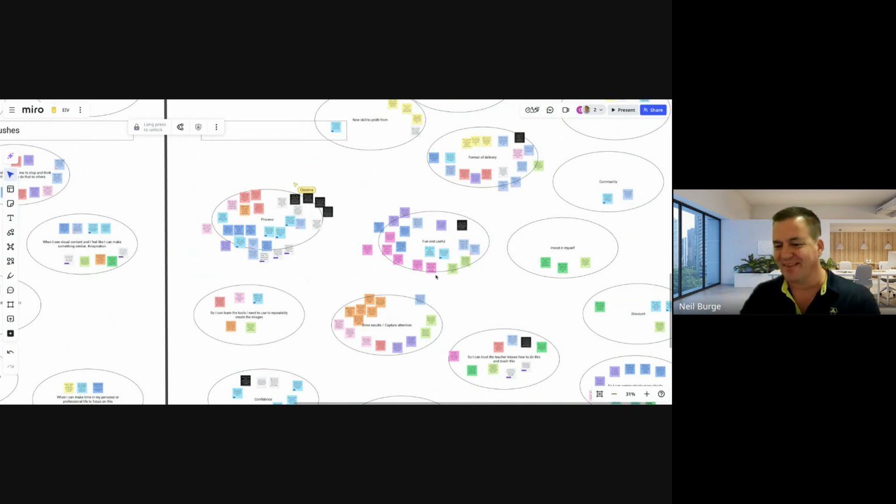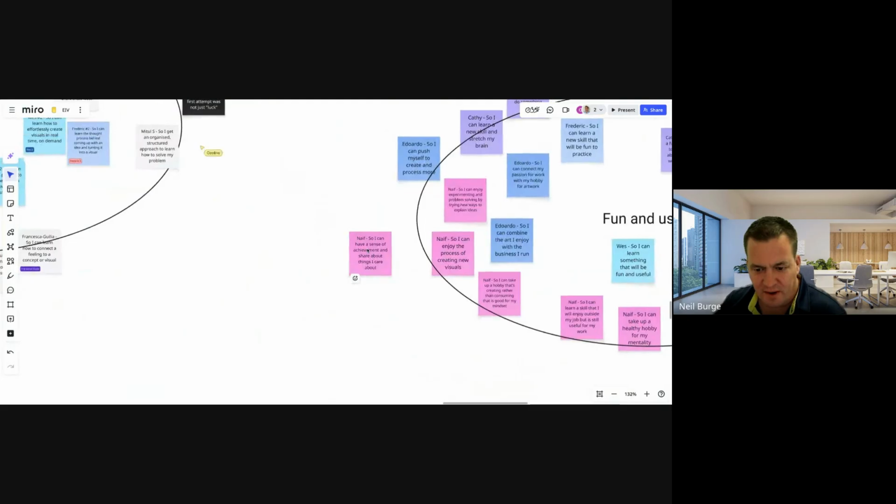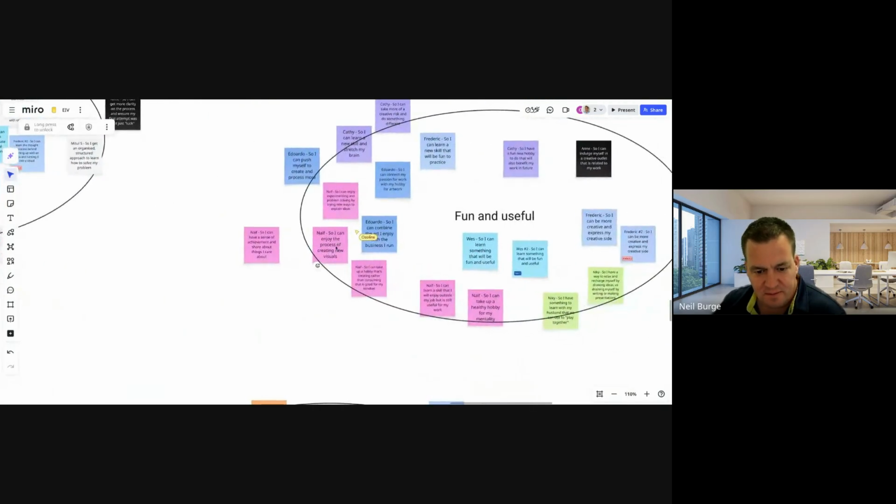I'm still not getting better than a Miro board right now. But yeah, who's not here? I think if you look at this, there's none of this light pinkish color. So Knife, he doesn't. So I can enjoy the process, but this was all about enjoyment.